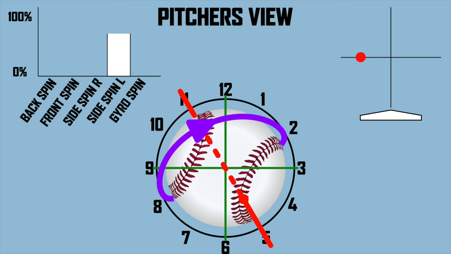Now 100% side spin to the left would be with this red line at 12 to 6. So this doesn't have 100% side spin to the left, but it has quite a bit of side spin to the left.